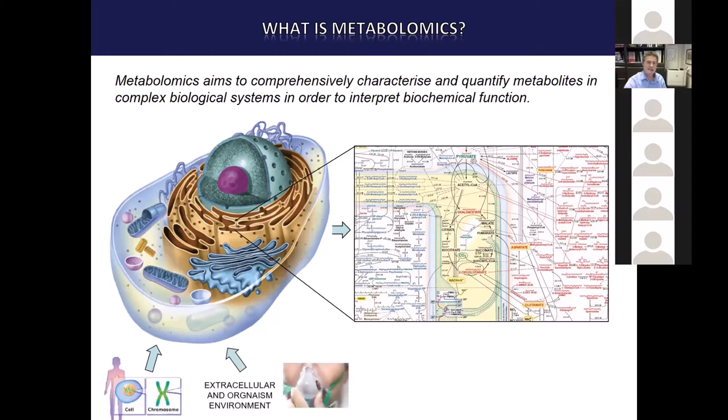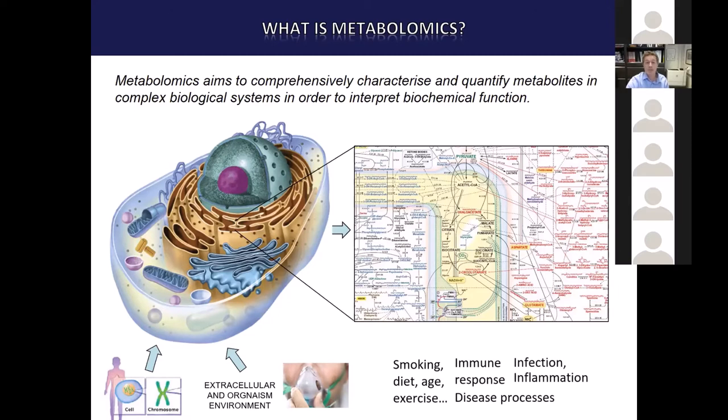It's this dynamic nexus between the genome and the exposome, so what the cell actually is exposed to, that's really the two important factors in determining what metabolism actually occurs. And we do know, of course, that all of these external factors, things like smoking, diet, age, and exercise, independent from disease, have a direct impact on the metabolome. But of course, in disease, things like the immune response, infection, and inflammation are all going to modulate metabolism as well.